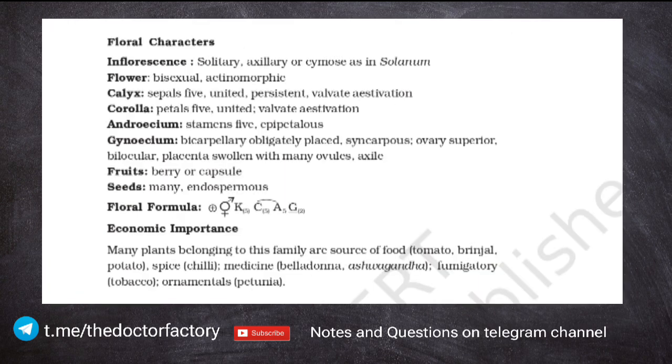Floral characters. Inflorescence solitary, axillary or cymose as in Solanum. Flower bisexual, actinomorphic. Calyx, sepals 5, united, persistent, valvate aestivation. Corolla, petals 5, united, valvate aestivation. Androecium, stamens 5, epipetalous. Gynoecium, bicarpellary, syncarpous, ovary superior, bilocular, placenta swollen with many ovules. Fruits, berry or capsule. Seeds, many, endospermous. Economic importance. Many plants belonging to this family are source of food, spice, medicine, fumigatory or ornamentals.